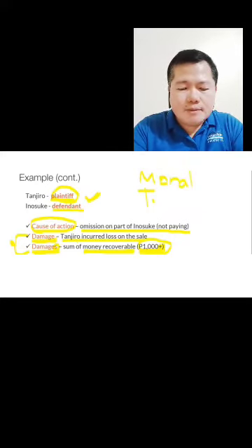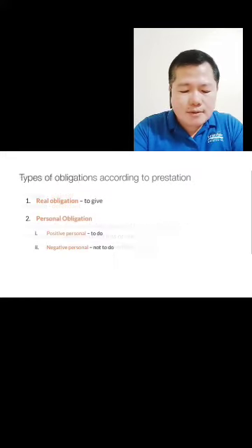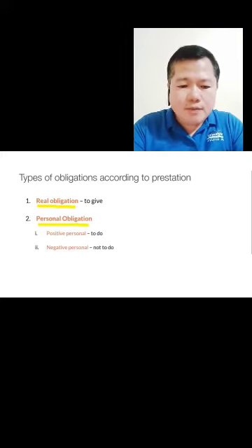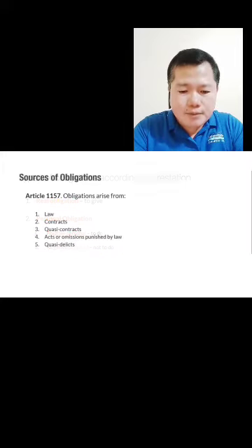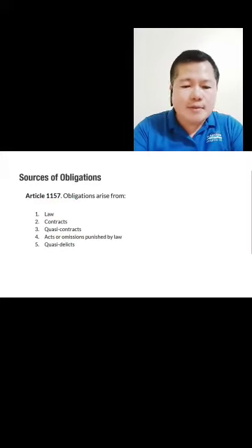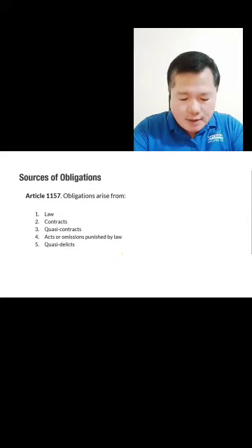Next, let's proceed to the types of obligations according to prestation. According to this slide, we divide obligations into real and personal obligations. Real is to give, while personal obligation is positive and negative. Positive is to do, and negative is not to do. Then next are the sources of obligation, Article 1157.